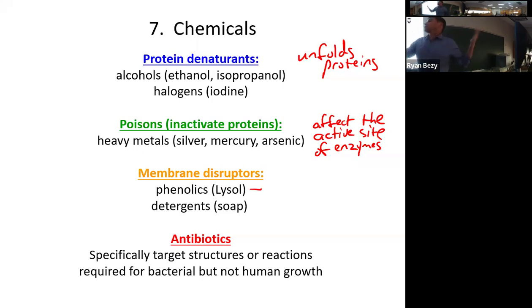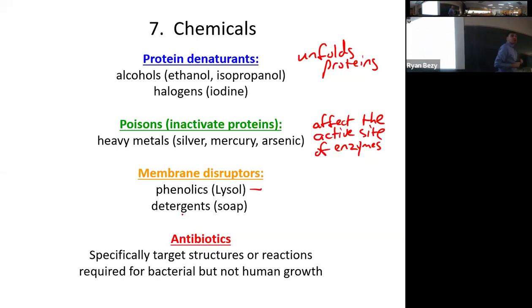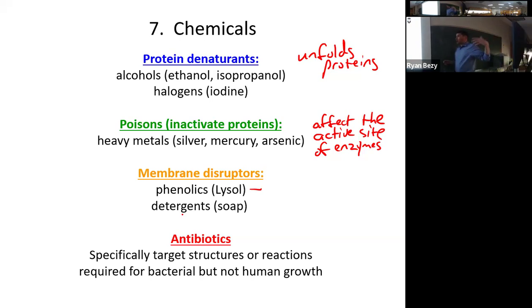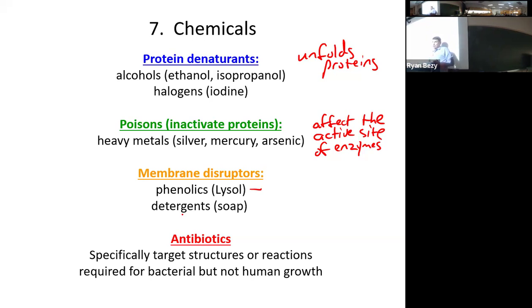Those do oxygen damage, for instance. And then we have chemicals like antibiotics. Antibiotics are chemicals that we're going to talk about. I'm going to have an entire lecture just on antibiotics later in the semester. But they specifically target structures or reactions that are required for bacterial growth, but not growth of human cells. So antibiotics are chemicals that target something that is specific to the bacterial cells.